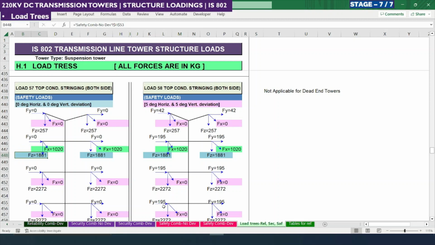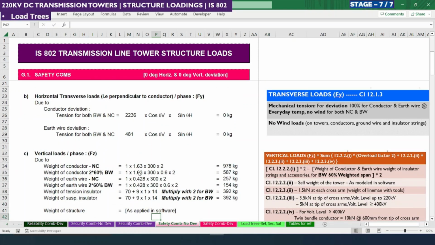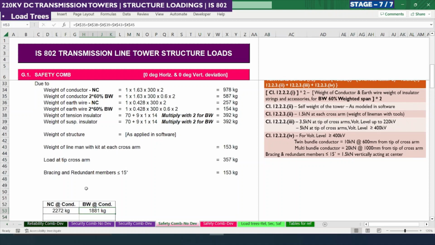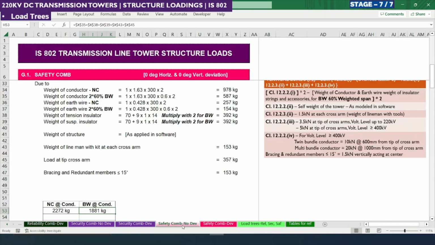Similarly for f of z, that is the vertical load, instead of the full span we need to consider only the 60% broken wire span. There is a calculation here, 2 into 60% of broken wire span. So this is 527. This summation we did here: 587 plus tension insulator, suspension insulator, plus lineman with kit and cross arm. So all these values give 1881 kg of vertical load and 2272 kg of vertical load, which we need to apply for the broken wire and normal conditions. So that is what we have done here. This broken wire or stringing of the top conductor has 1881, and 2272 is for normal cases.